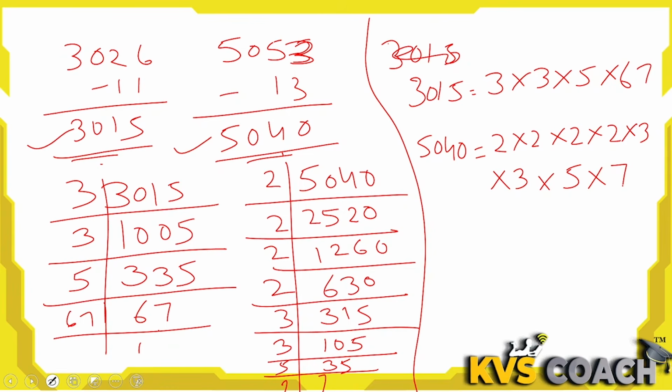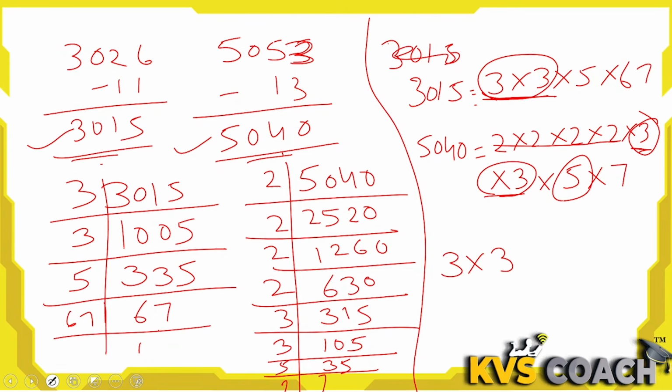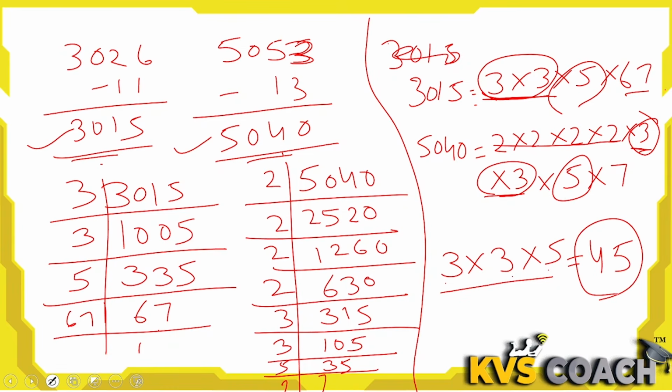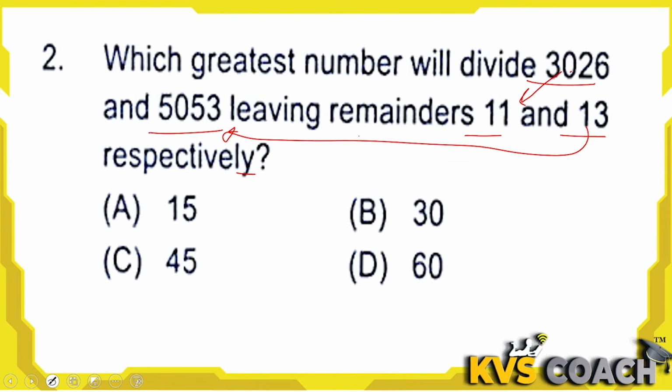So what are the common prime factor numbers? Let's check. In the first number there is no 2, so all 2's are cancelled. Here 2 times 3, then here is also 2 times 3, so we will take it. Okay, so the common number is 3 into 3. Here 1 time 5, 1 time 5, we will take 5. But in the first number there is no 7, and in the second number there is no 67, so we will take only these numbers. 3 3s are 9, 9 5s are 45. It means the common divisible number is 45 here. 45 is the right answer. Option C is the right answer here.